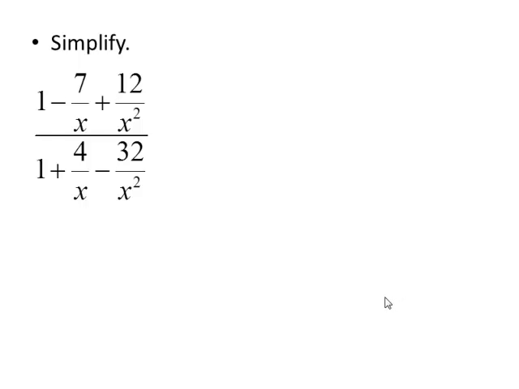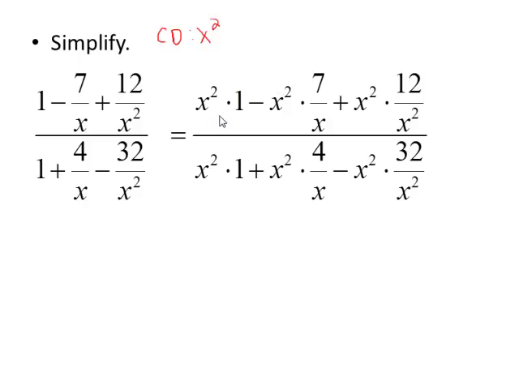This is an example of a complex fraction, and to simplify a complex fraction, we want to begin by finding the common denominator for all the fractions, which here will be x squared. To simplify this, we'll multiply the common denominator by the numerator and denominator, and here I've distributed it through to each term in the numerator and denominator.